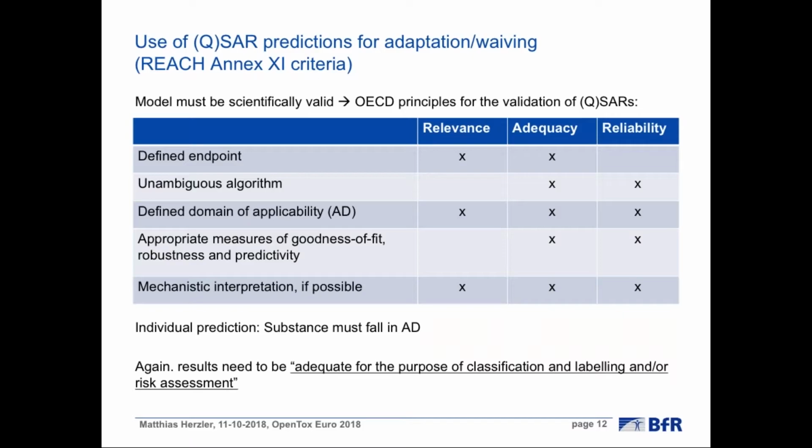For instance, artificial neural networks may come across as a sort of black box, and that's difficult for us. You need to define the domain of applicability. If you then have a prediction by a model, you need to show that your substance falls in the applicability domain. Of course, you need performance indicators, appropriate measures of goodness of fit, robustness, and predictivity. And you need a mechanistic interpretation if possible. That doesn't necessarily mean you need a full-blown AOP, but you need some kind of hypothesis why the descriptors that you use to build the model are relevant for the task. And as I said before, the results need to be adequate for the purpose of classification and labeling and/or risk assessment.